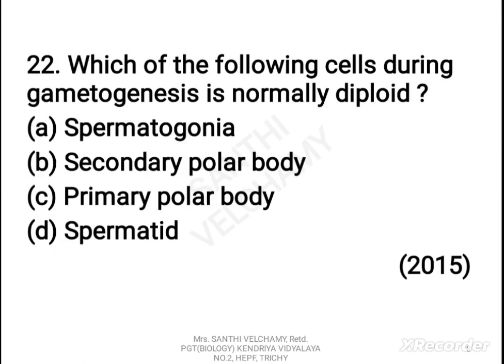Now next question. Which of the following cells during gametogenesis is normally diploid? A, spermatogonia. B, secondary polar body. C, primary polar body. D, spermatid. The correct answer is A, spermatogonia.